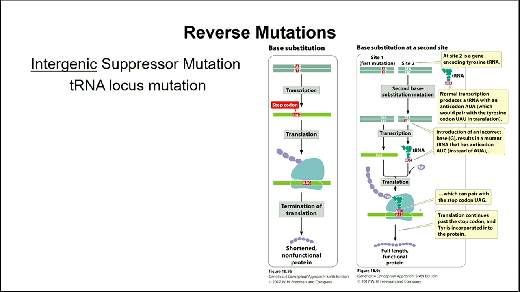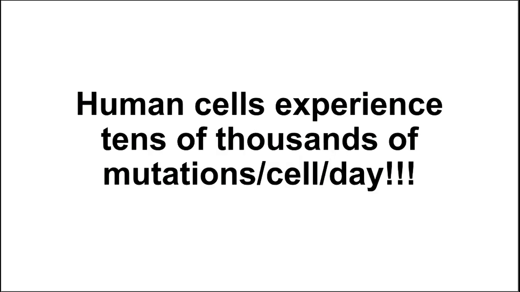One thing I want you to realize is that your cells experience tens of thousands of mutations per cell per day. All the things that we encounter in the environment, many of them can cause mutations. Just the normal chemical structures of bases and DNA replication can cause mutations. Mutations are always happening. I'm going to tell you a little bit about the mechanisms of mutation and some different chemicals and some different things that can cause mutations.